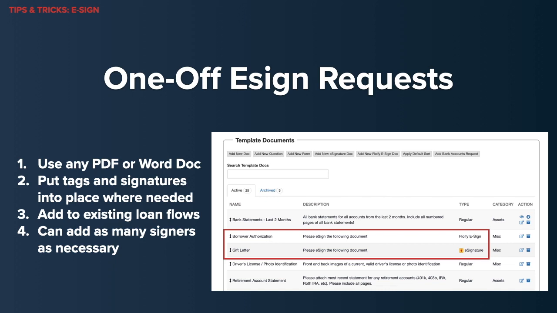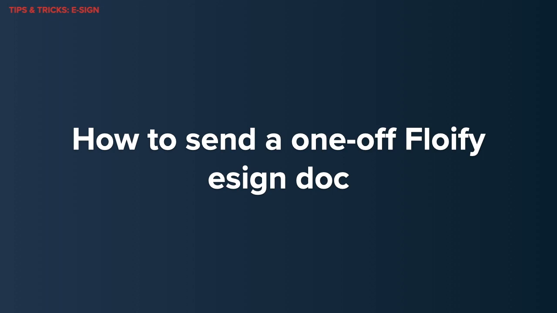The other nice thing about using one-off e-sign requests is you can add as many signers as necessary. As you'll see later on when I talk about templates, there's a maximum of either 2 or 3 signers, depending on which platform you're using. But with the eSign, you can add a borrower, co-borrower, third-party signer, maybe the loan officer needs to sign, etc. So let me go ahead and show you how to send a one-off Floify eSign doc.